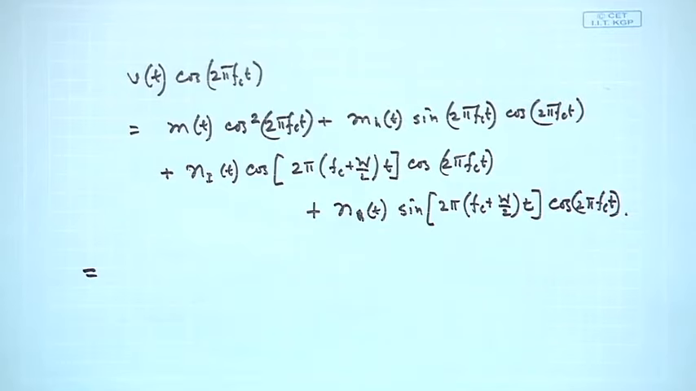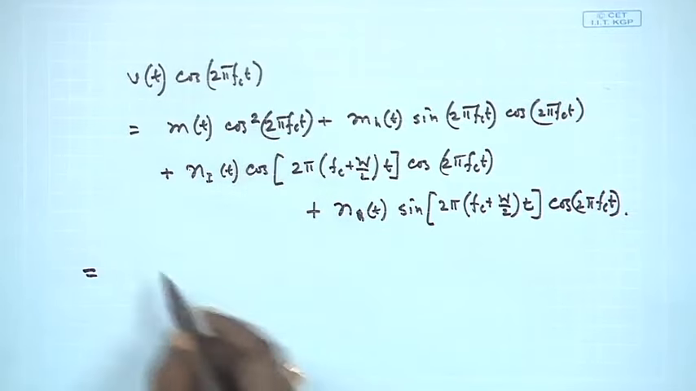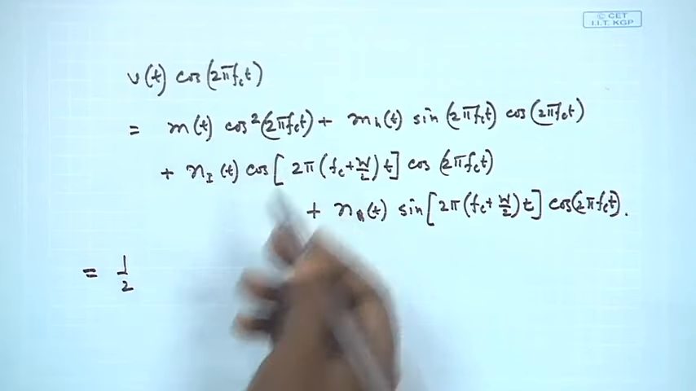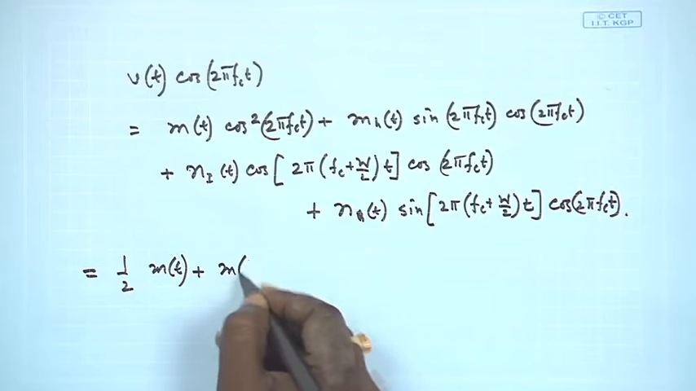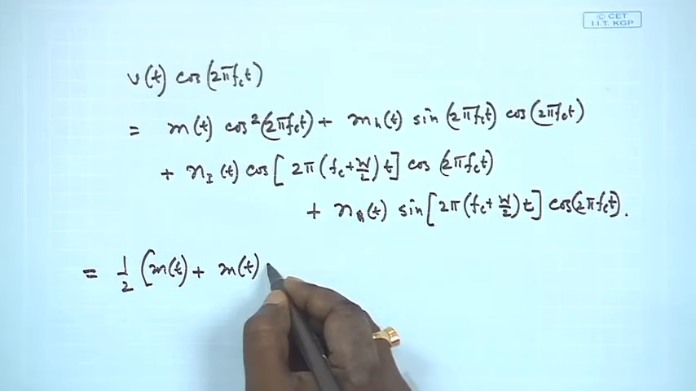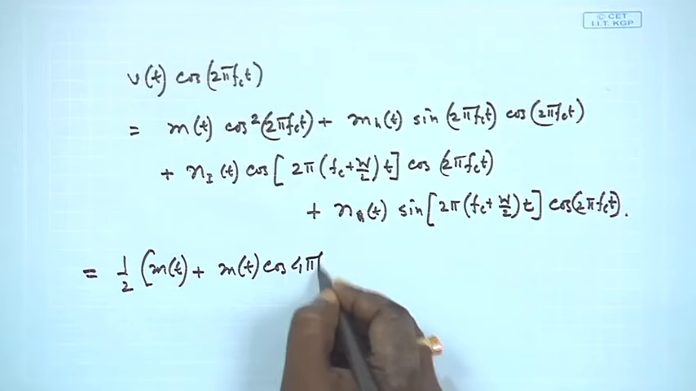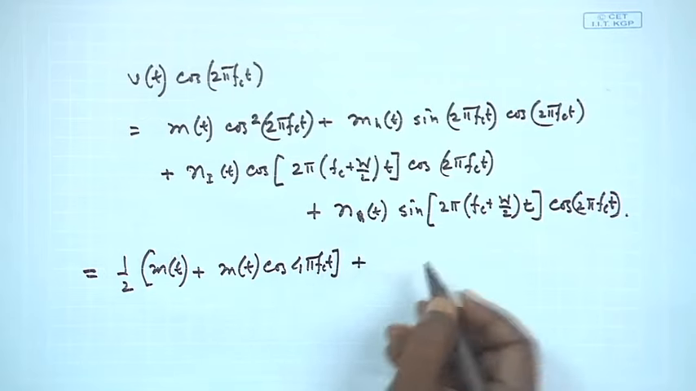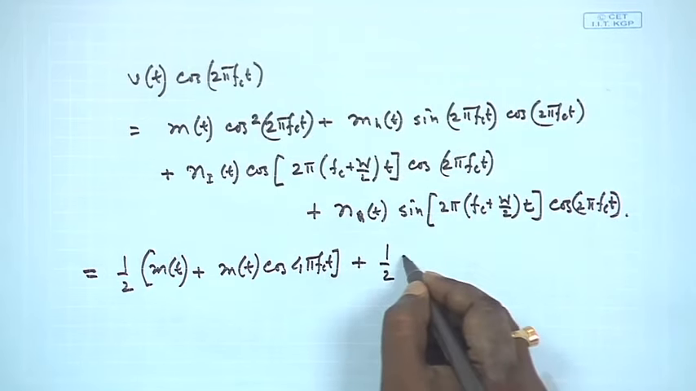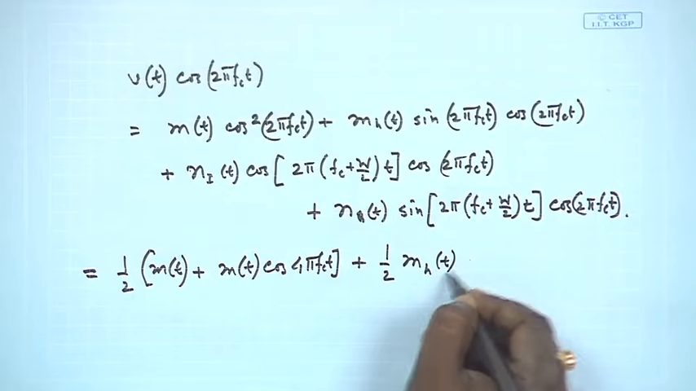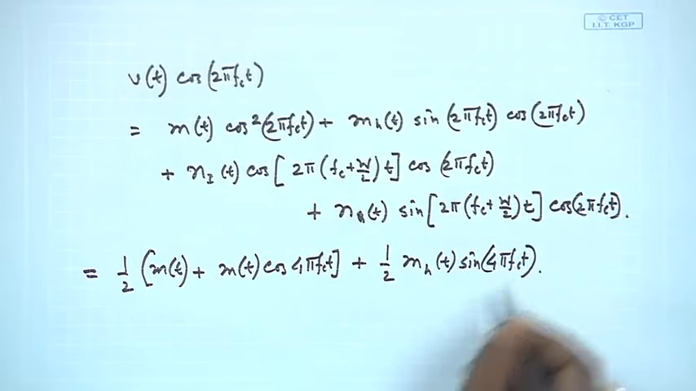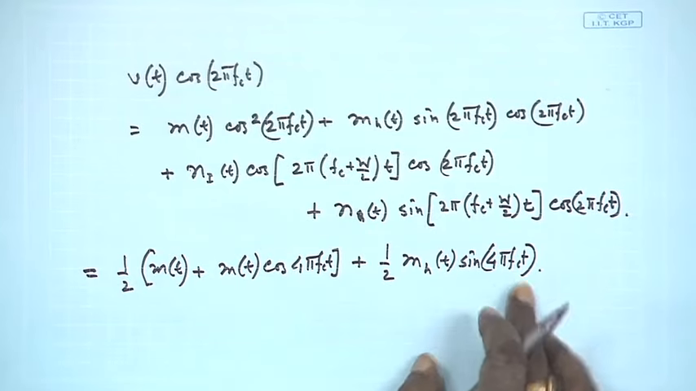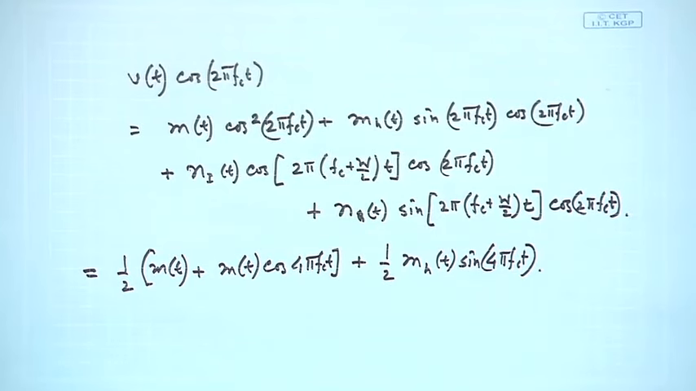Immediately I can simplify this, because this is cos squared, I can get half, and then I will get two terms. One is m(t) and the other one will be m(t) cos 4 pi fc t. Similarly, I can also take a half, this will be m_h(t) sin 4 pi fc t. These are all higher frequency terms which will be cancelled by the next low pass filter.